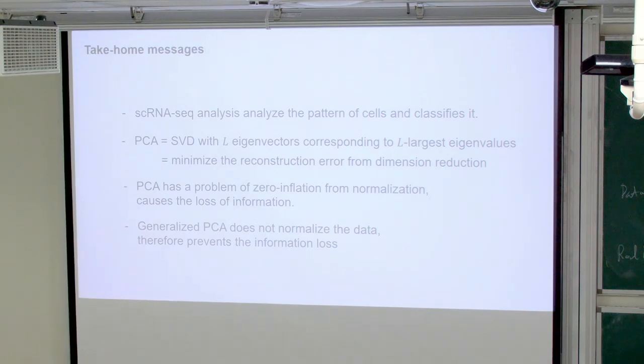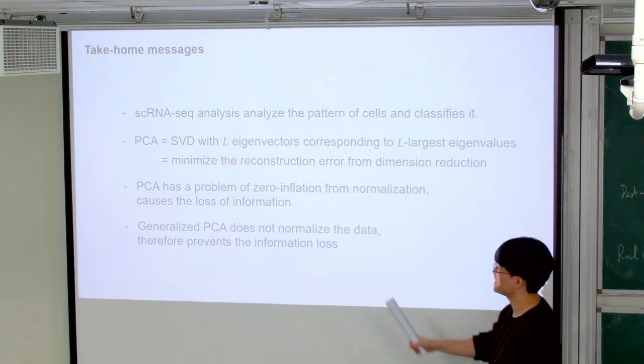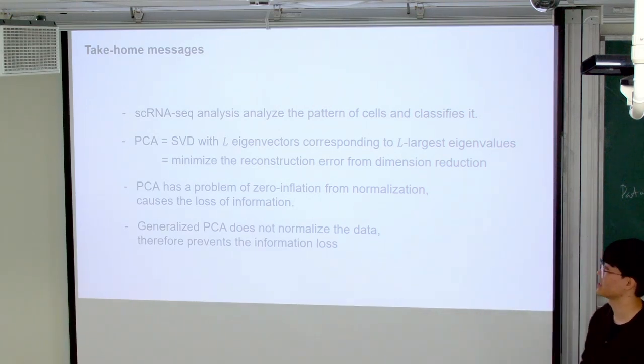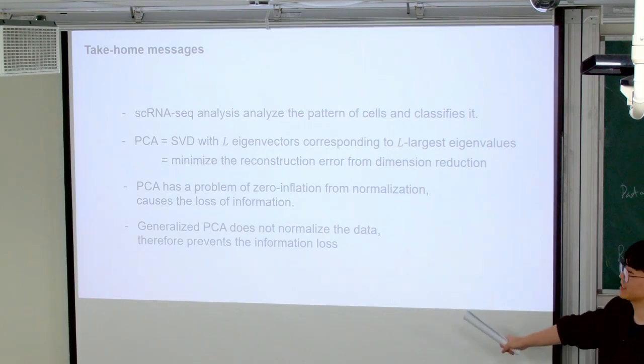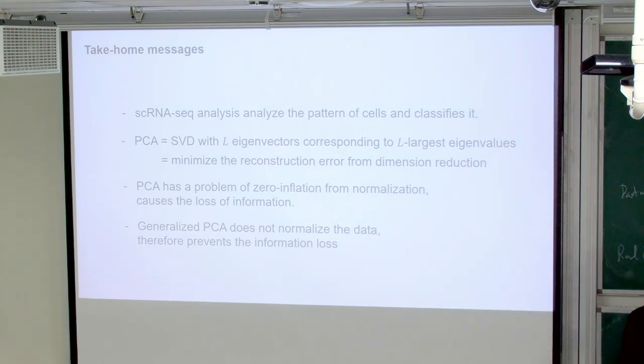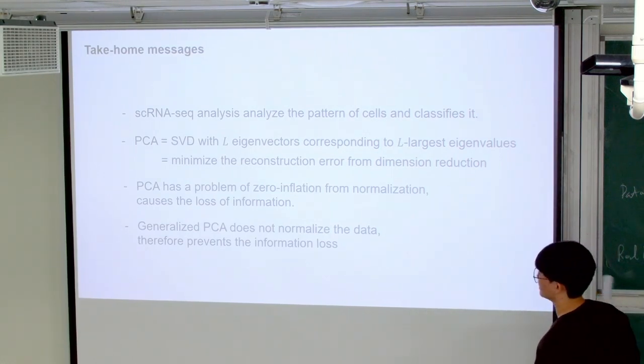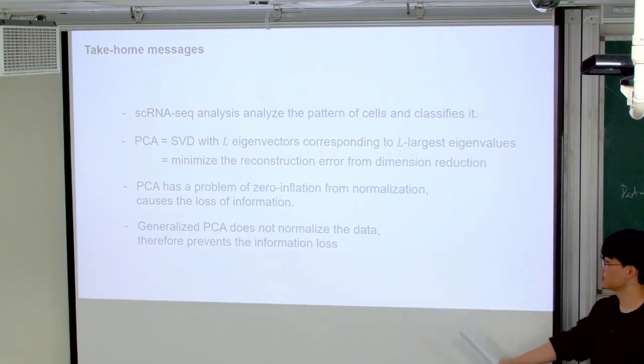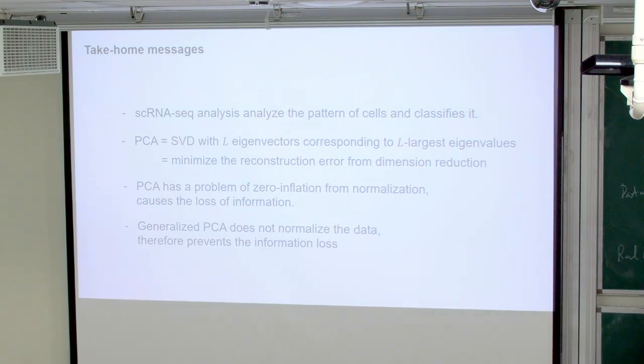So I will summarize the take-home messages. Single cell RNA analyzes the cell, and PCA is nothing but the SVD, but it also minimizes the reconstruction error. But PCA has a problem at the normalization. Therefore, the authors use generalized PCA, which prevents the loss of information. That's all for today.